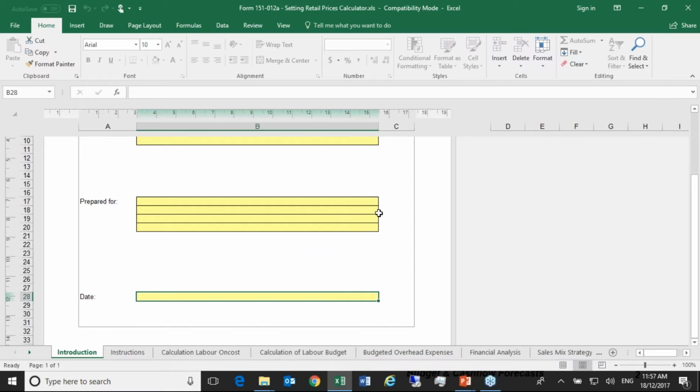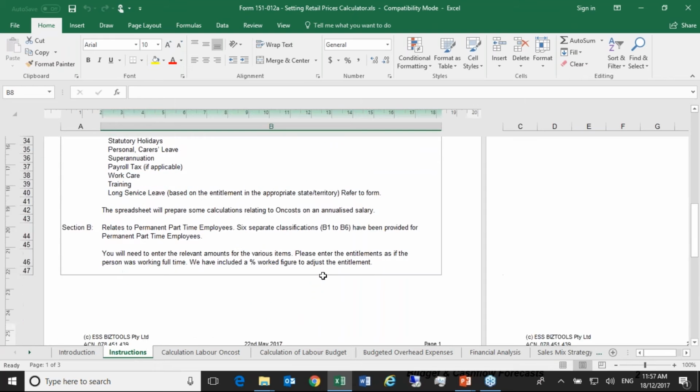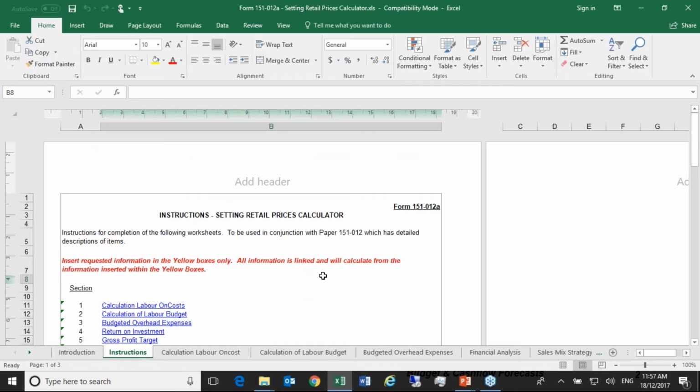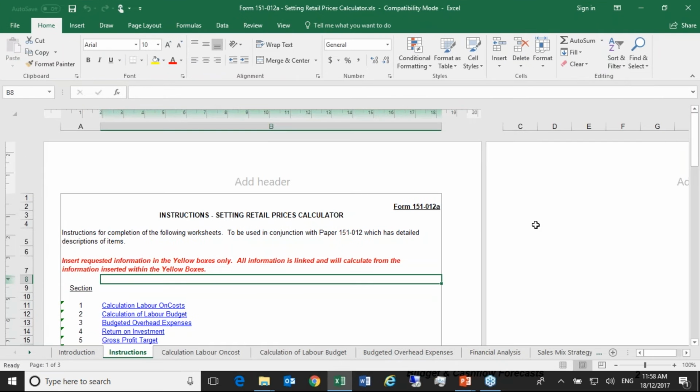The first form I'm going to is Form 151002, which is the retail calculator. So the whole concept here is trying to show your clients how they can set retail prices to be able to improve their business performance.